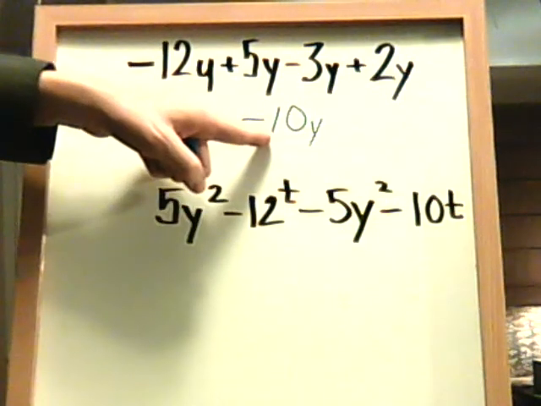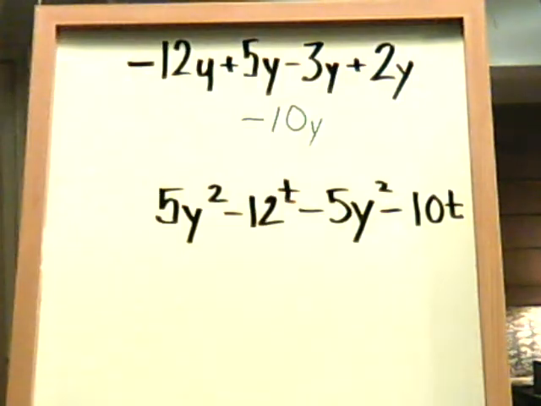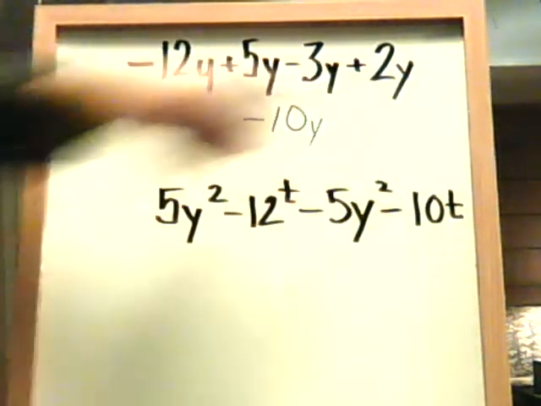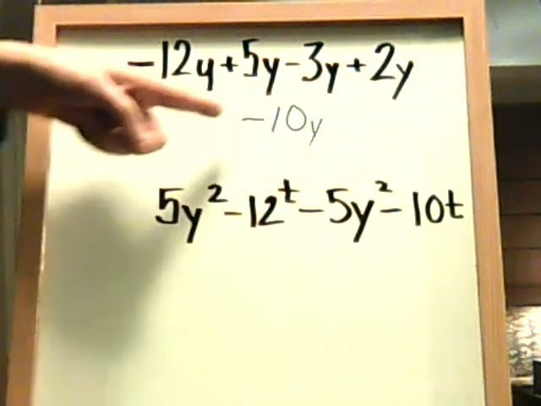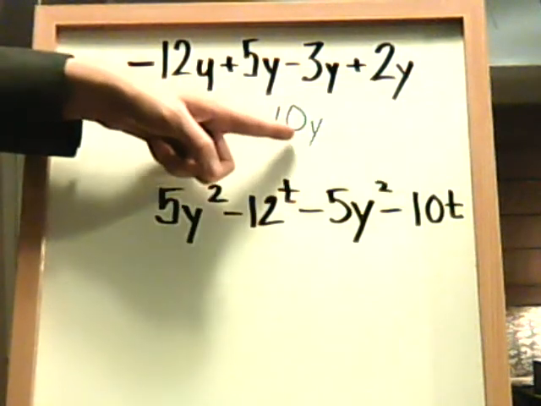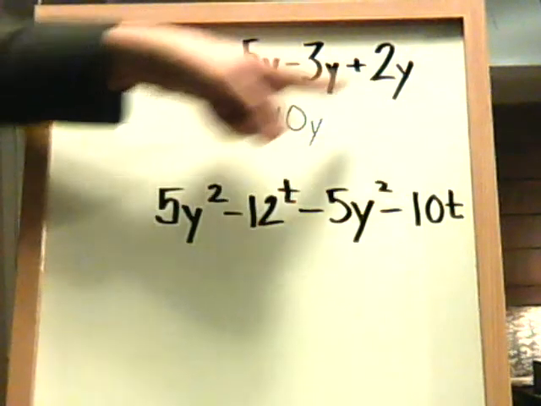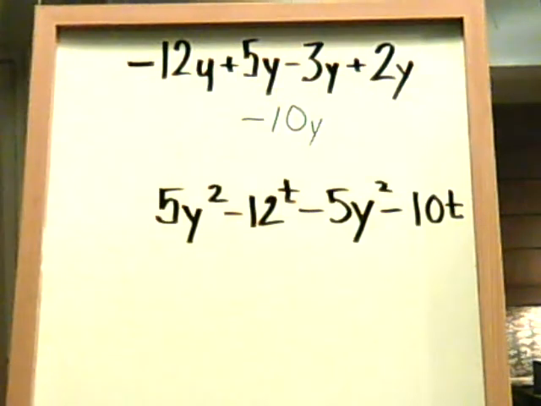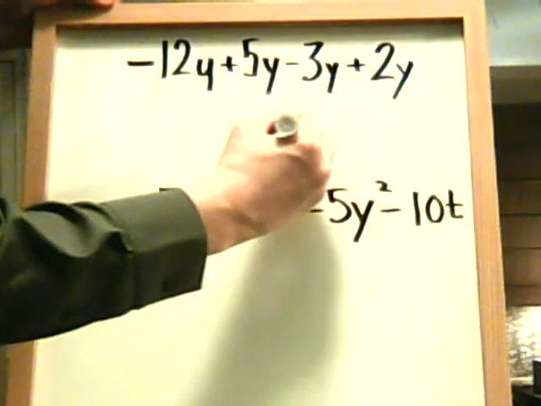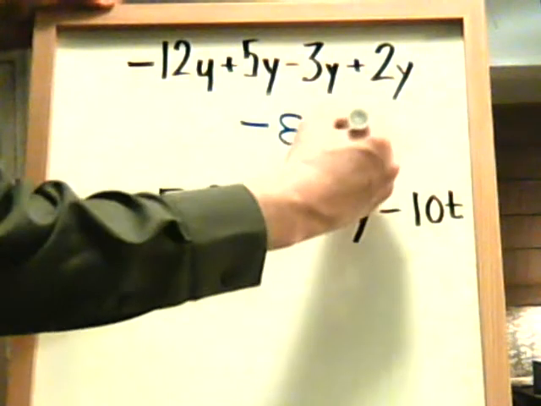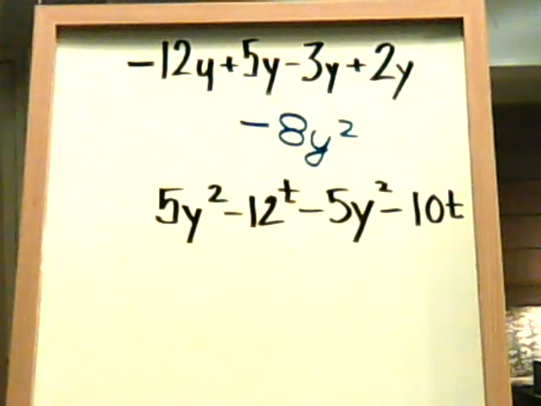Now we have negative 10 and positive 2. The signs are different, so you subtract. 10 minus 2 is 8, and we keep the sign of the larger absolute value. So 10 minus 2 is 8, keep the negative, and so your answer is negative 8y squared. Negative 8y squared.